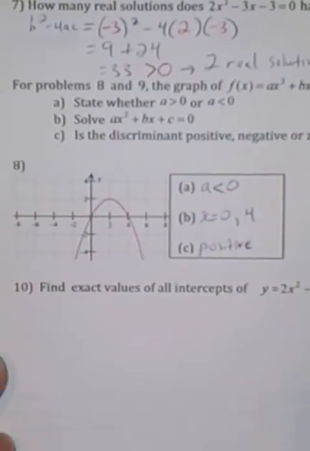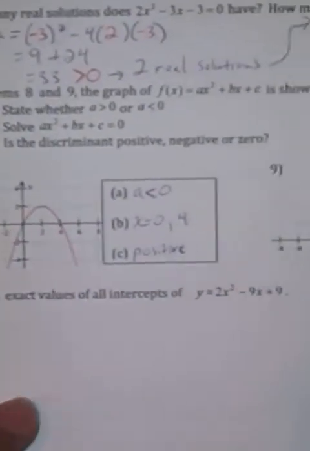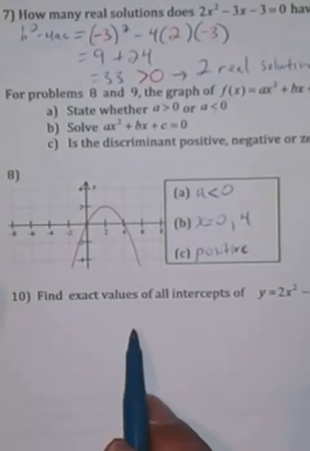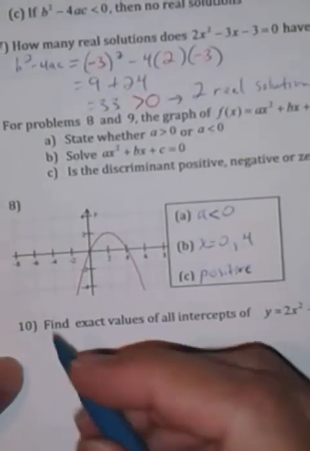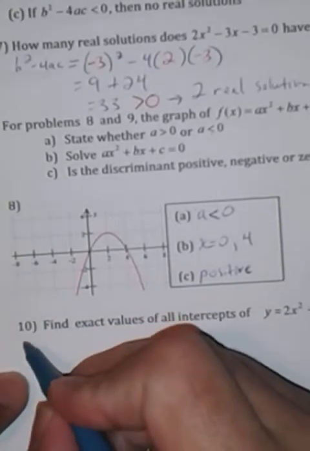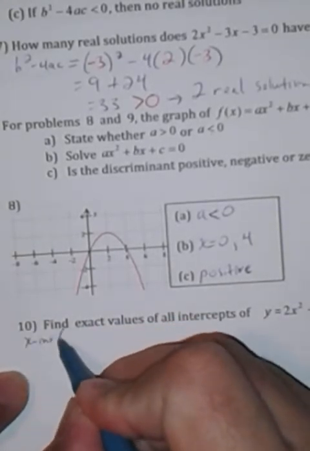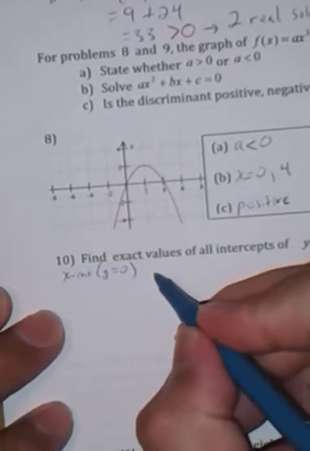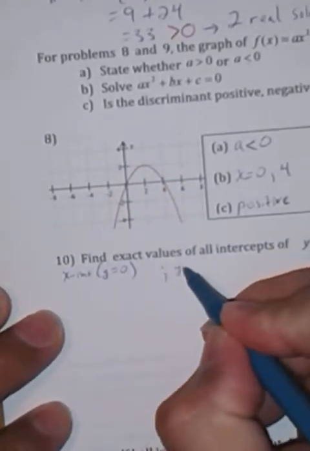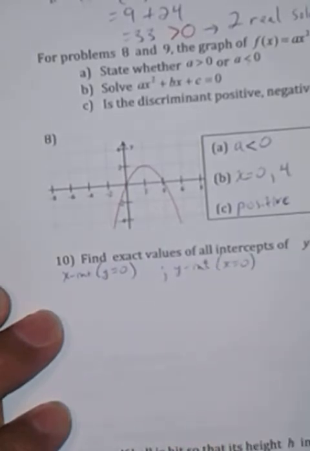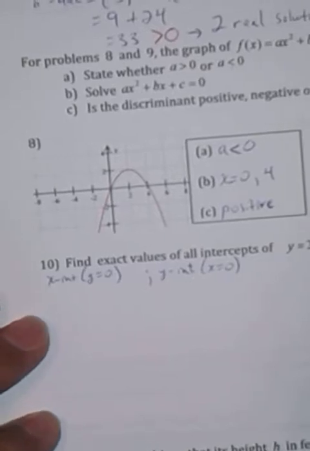All right, so we continue with section 3.2. And we said we're going to leave this one for class. Number 10 says find the exact values of all intercepts. We know a couple of things. We know that for the x-intercept, y equals 0. You guys remember that? And for the y-intercept, x equals 0.